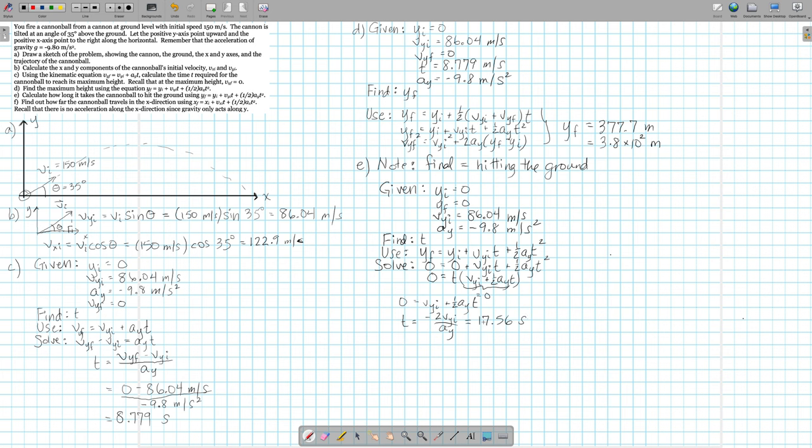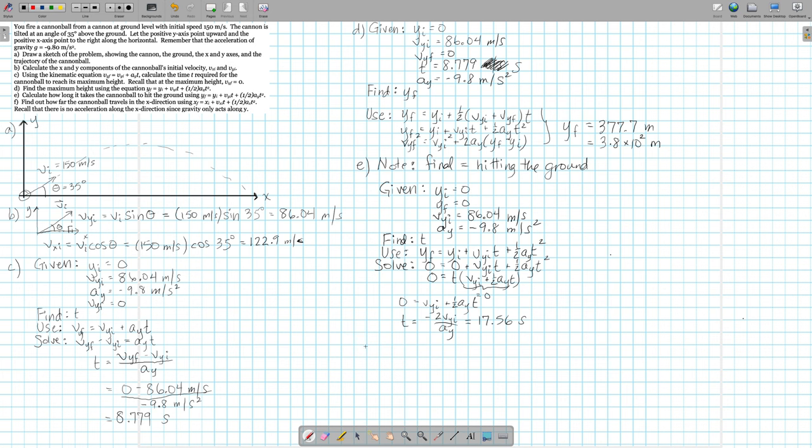Now check this out. 17.56 is 2 times 8.779. Oops, that's not meters per second, that's just seconds. Okay. That kind of makes sense. This motion is symmetrical. When you launch the cannonball, the time it takes to reach the maximum is half the time it takes to complete the entire journey. So maybe you could have guessed that just by intuition, but we just showed it mathematically. Kind of cool.